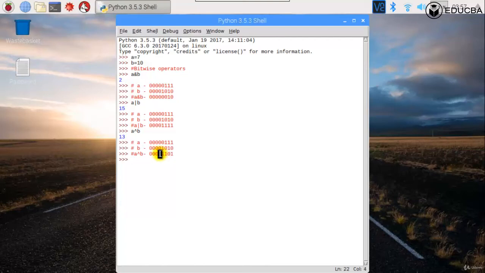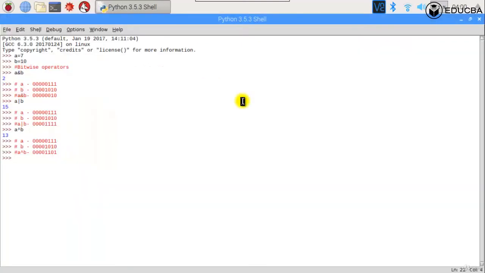What is that? This is 13. This is 8 plus 4, that is 12. 12 plus 1, that is 13. Okay. We now go on to the next bitwise operator, that is not of A. It says it's minus 8. Okay. What is not of A? And that's minus 8. Okay.